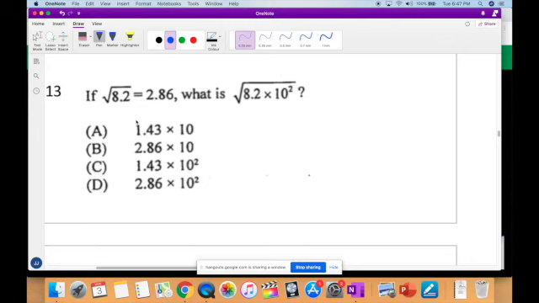Anybody want to give me this one, Shizzy? Anybody, yeah? You don't have to be Shizzy. I just call his name because it's nice to see. Shizzy. I put B. B. Okay, why?